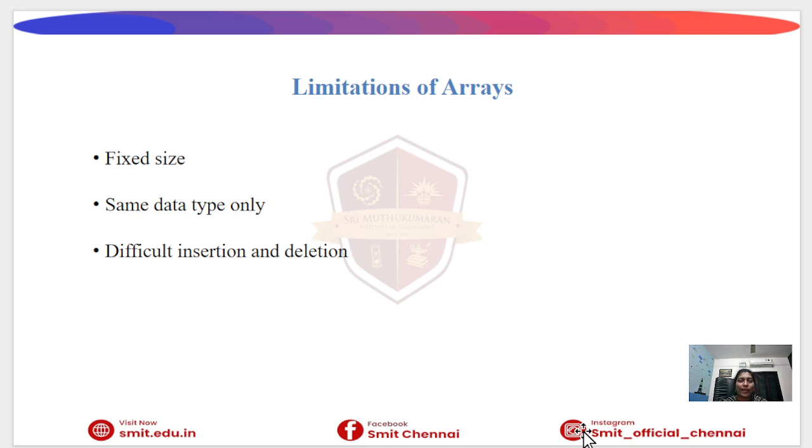They can store only one type of data. Also, adding or removing elements in between is difficult. If we initialize six data items, we have to give six data items only. Adding one in the middle is not possible in an array. That's why later we learn other data structures.